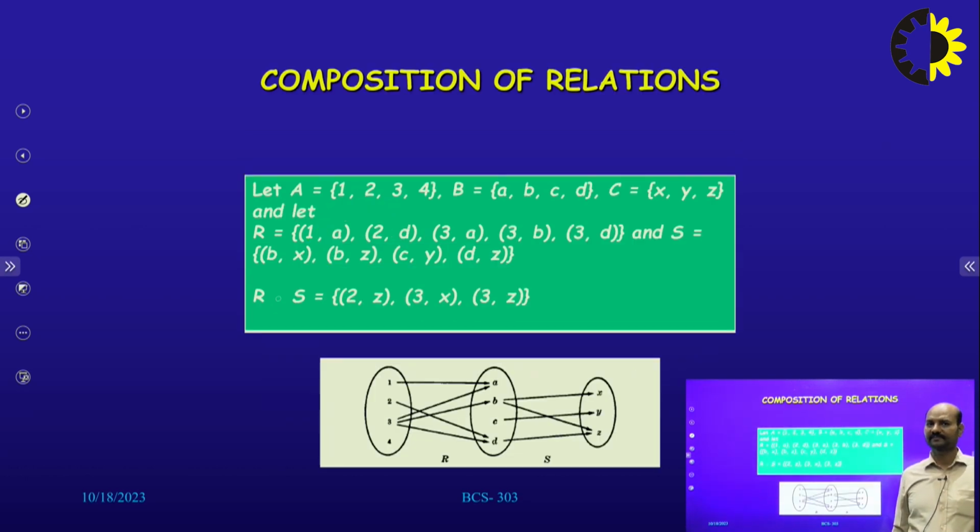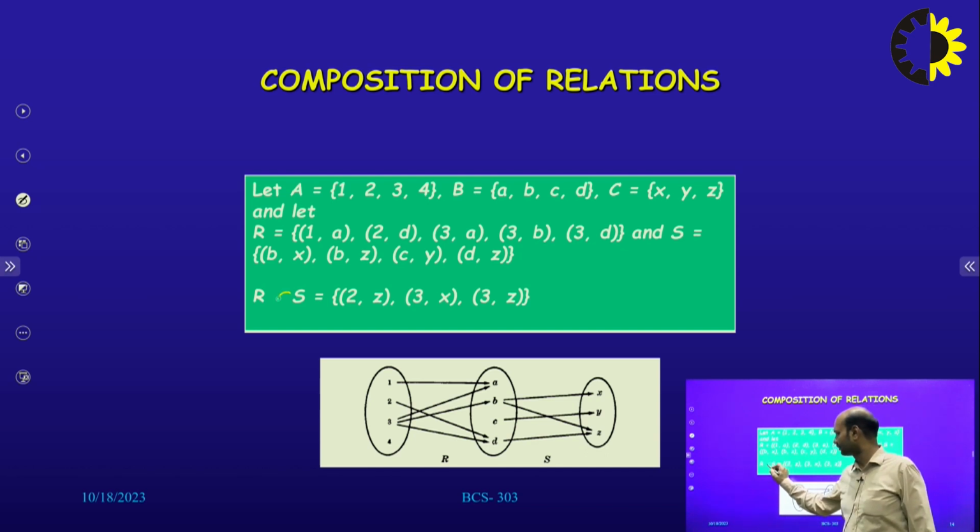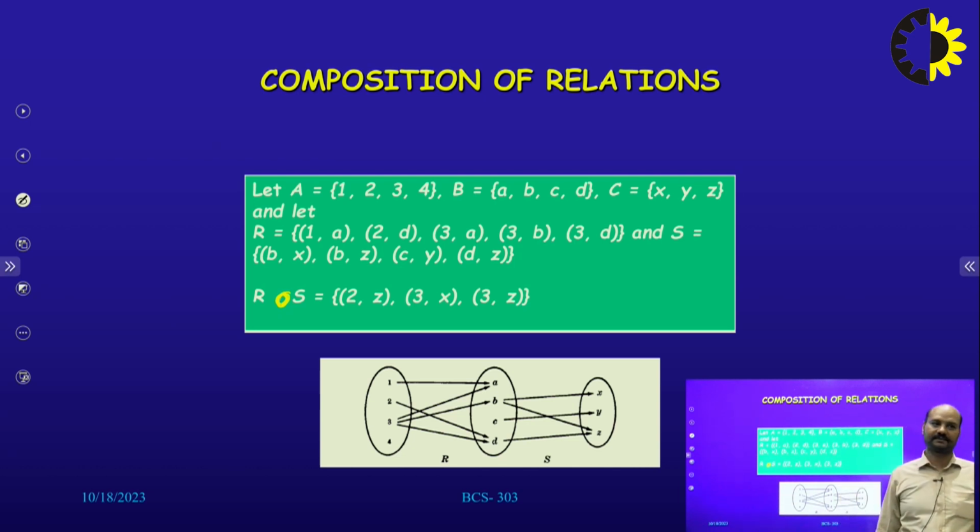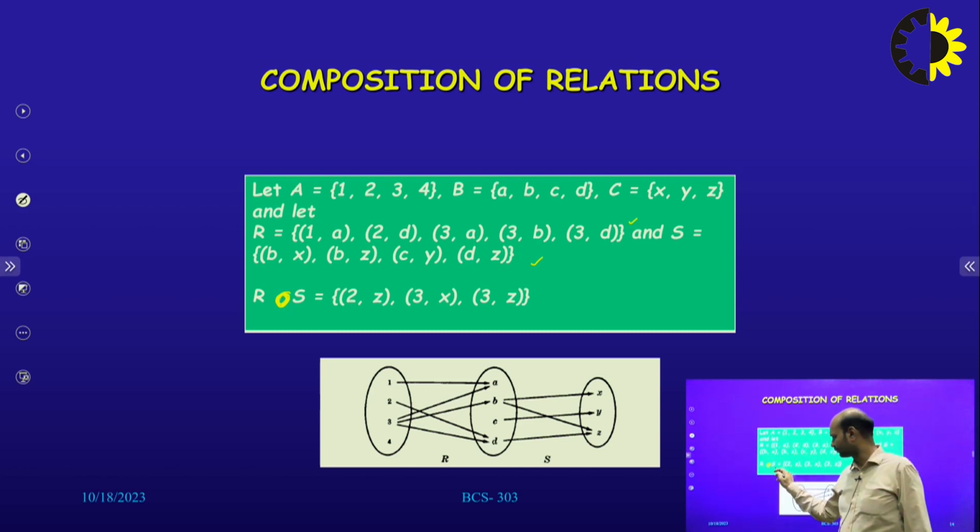Composition of relations. If we want the composition of two relations, we combine R and S. This is the symbolic representation of composition, a small circle, R∘S, the composition of two relations. We have the first relation R: (1, A), (2, D), (3, A), (3, B), (3, D), and the second relation S: (B, X), (B, Z), (C, Y), (C, D, Z). So how do we compose two relations?